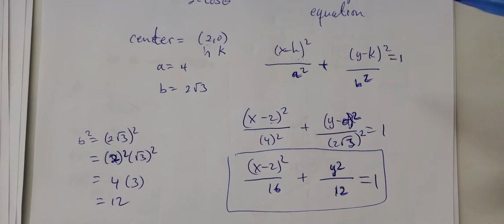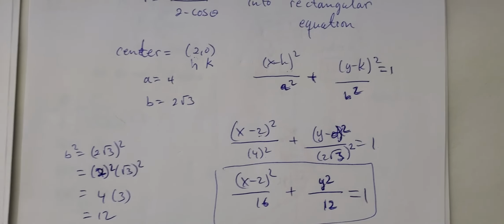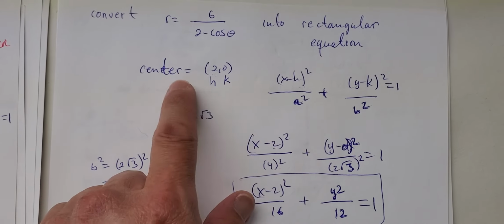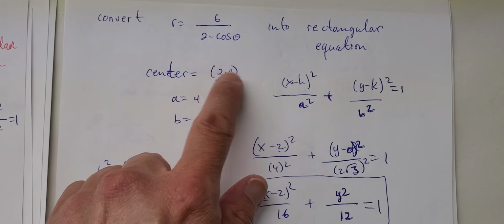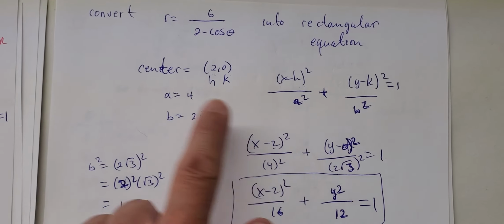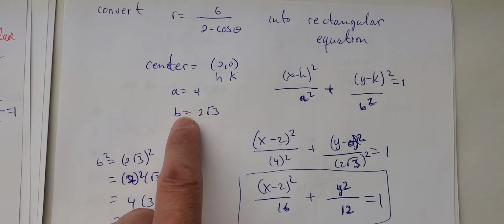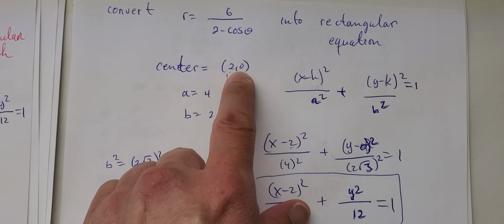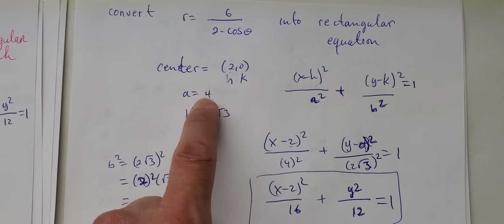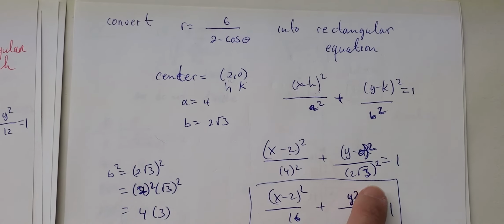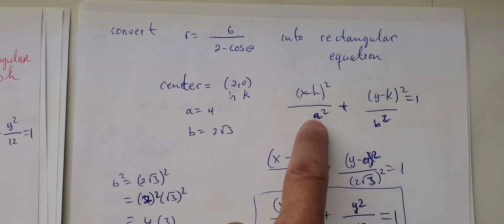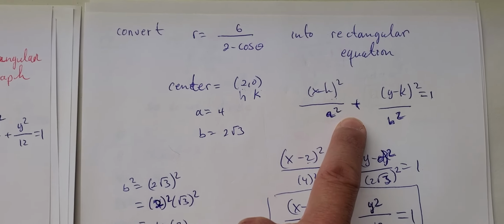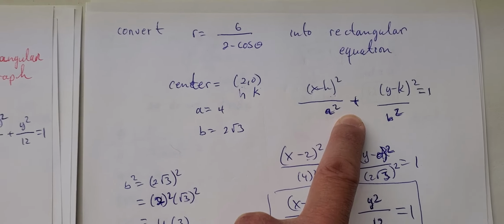Again, this right here is my h, this is my k, my A is here, my B is here. One more time, h is here, k is here, A is here, B is here. Where did I get this formula? This formula is for an ellipse.